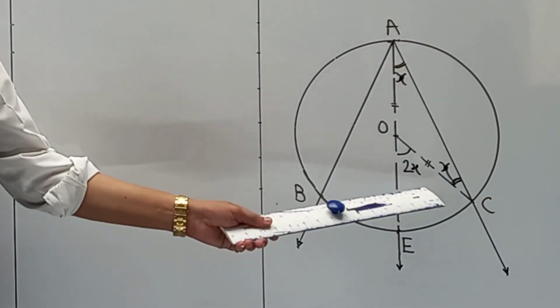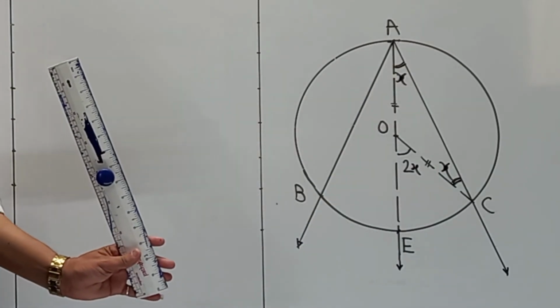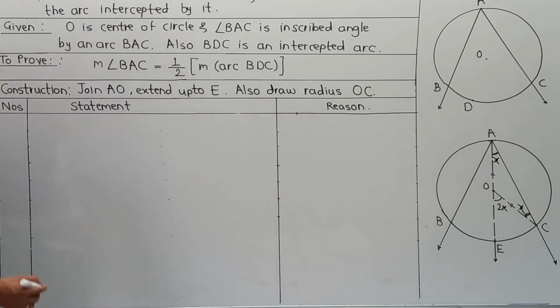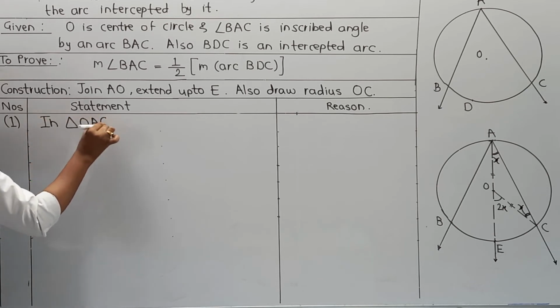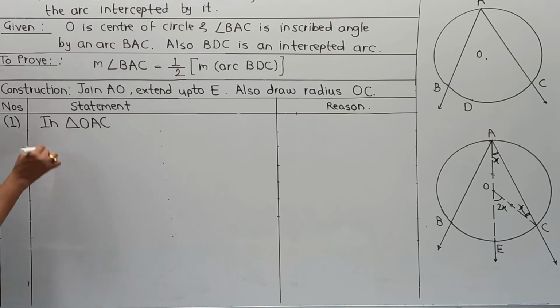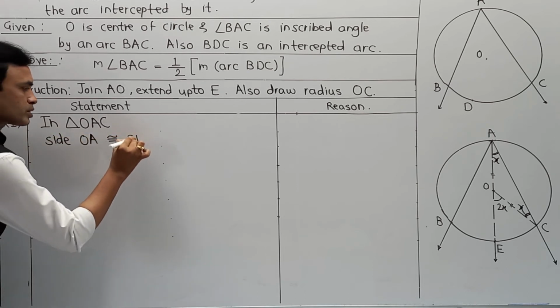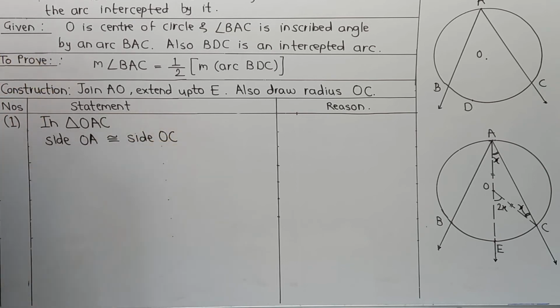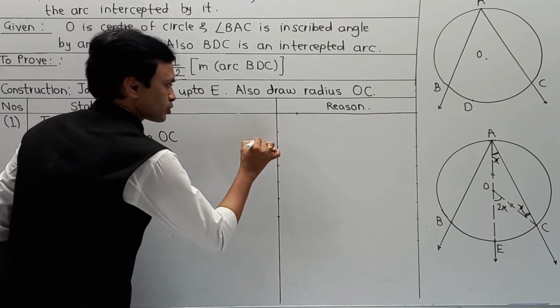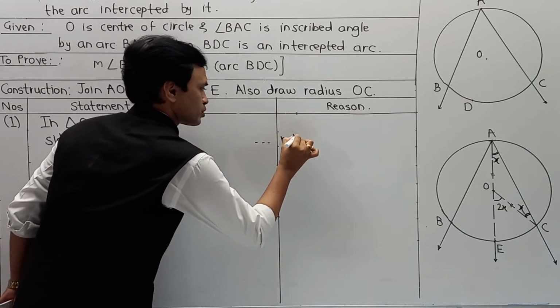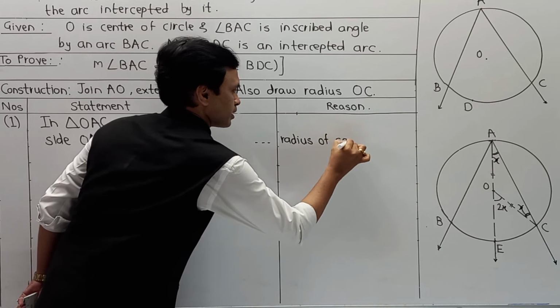And in this way, the first 3 to 4 lines of the proof we are going to complete. As per the discussion, here first: in triangle OAC, side OA is congruent to side OC, and the reason becomes radius of the same circle.